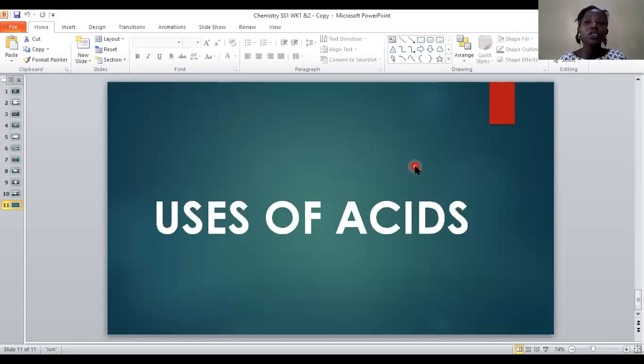Then acid is used in making car battery. For example, tetraoxosulfate 6 acid is used in car batteries. Then it can be used in making dyes, fertilizer, soap, salt, and many industrial products. Acids are also used as catalysts. These are substances that help to alter the rate of reactions. They are also used as a drying agent, that means to dry up substances. So those are the uses of acid. Now, I hope you understand. This is where we end the class for today.